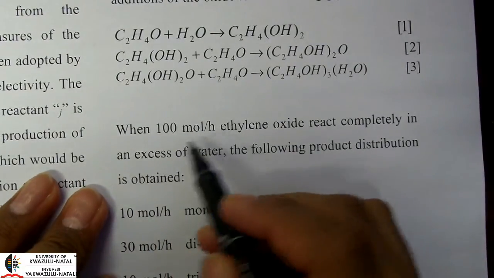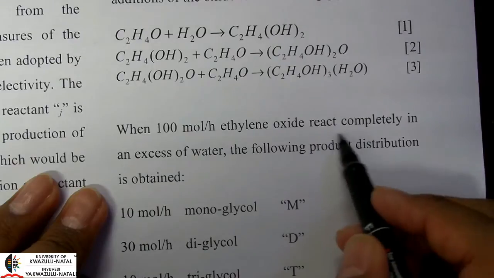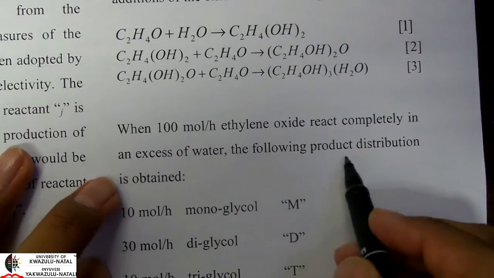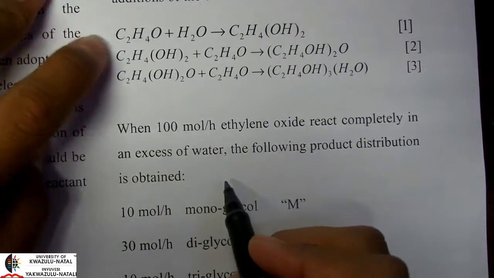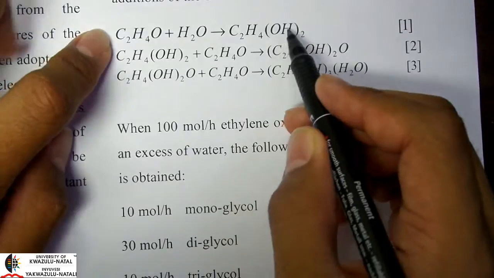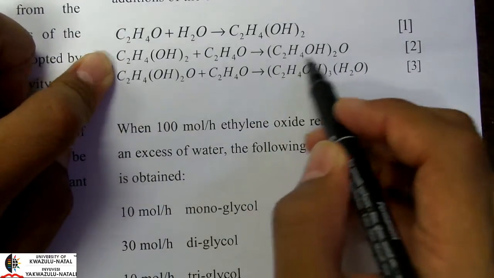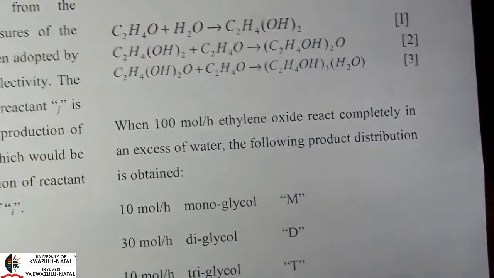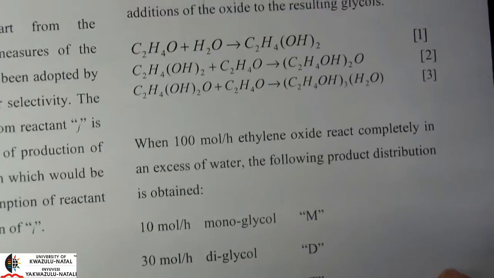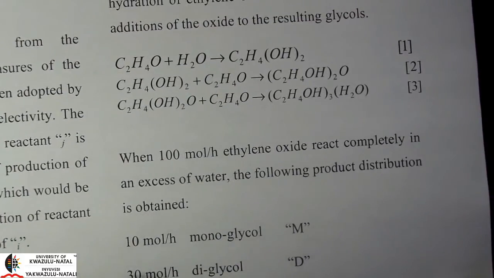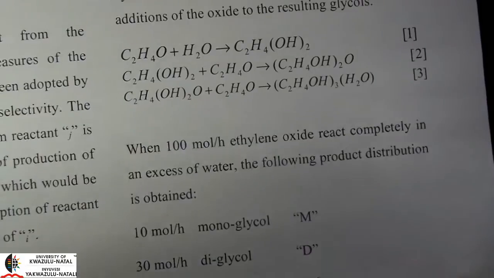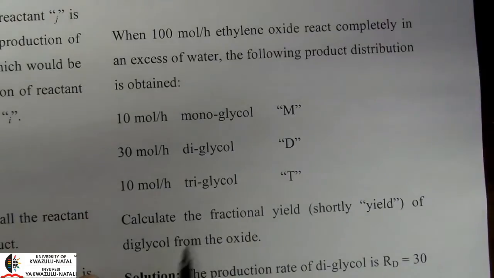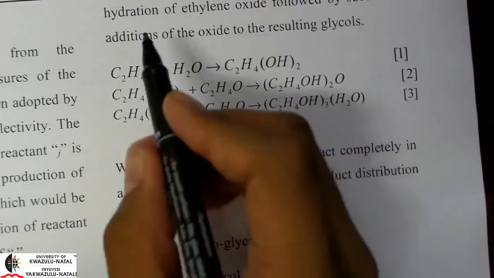Okay, now when 100 moles per hour of ethylene oxide reacts completely in an excess of water, the following product distribution is obtained. Okay, so we have ethylene oxide becoming monoglycol, monoglycol becoming diglycol, and diglycol becoming triglycol. And let's say, for example, that our ultimate aim is to produce diglycol. Okay, and we would like to calculate the fractional yield of diglycol from the oxide.